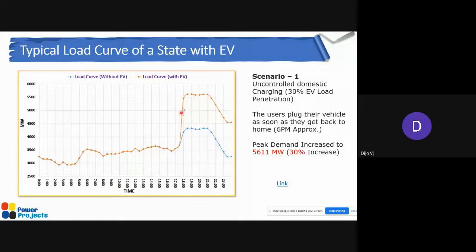Though it is not a practical scenario that all the cars are charging at the same time, this is one of the extremes. The extreme says that the power requirement will be increased to 5611 megawatt when a 30% addition of EV demand is there.